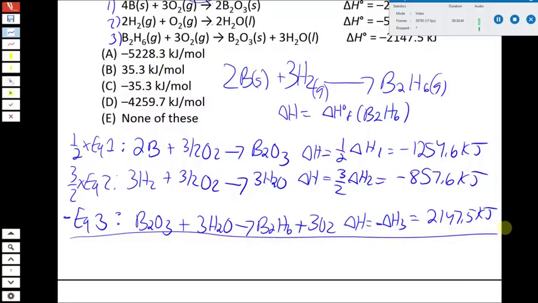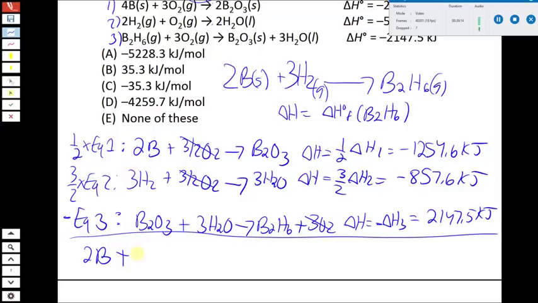I don't 100% trust myself ever, so I'm going to make sure that I did this correctly and add them together. So we have 2 borons that carry through as reactants. Remember, we're going to take all the reactants, everything on the left side of the arrow, and add it together. Take all the products on the right side of the arrow. Anything that appears on both sides of the arrow cancels out. So 2 borons goes through, but if we look at O2, we have 3/2 plus 3/2. That's 3 O2s on the reactant side, but we also have 3 O2s on the product side. So all the O2s cancel out as they should.